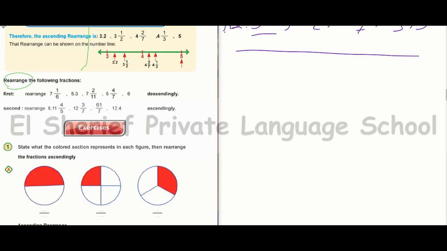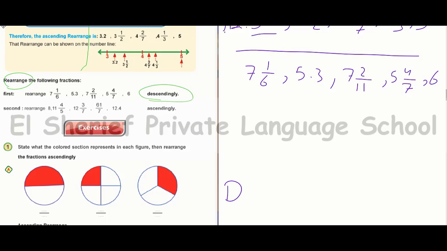Another example: rearrange the following in descending order. So we have 7 and 1 over 6, 5.3, 7 and 2 over 11, 5 and 4 over 7, and 6. Again, we need to arrange descending. So we look at the whole number first. Here the whole numbers are 7, 5, 7, 5, 6. So the greatest is 7.